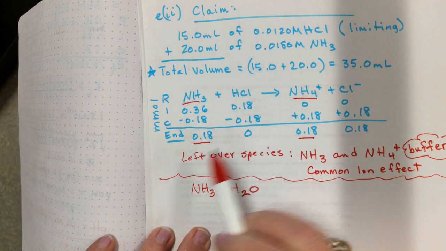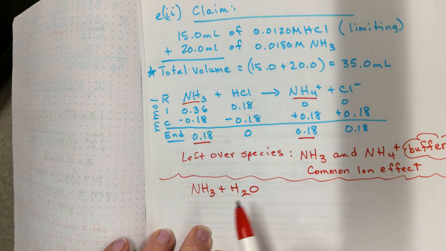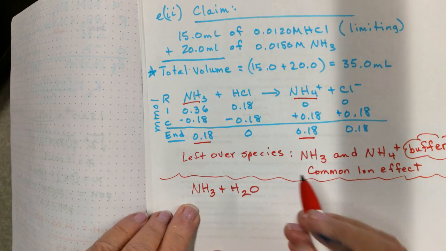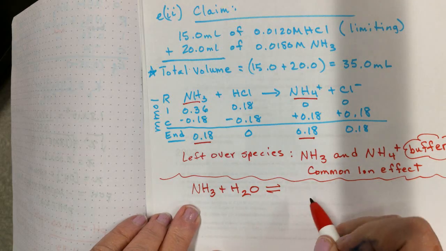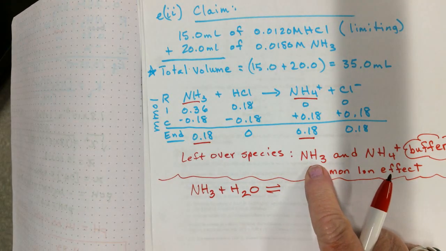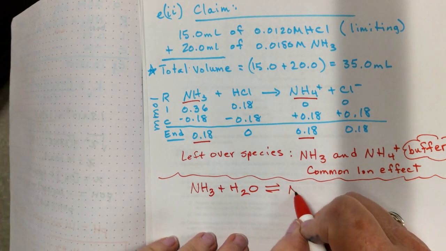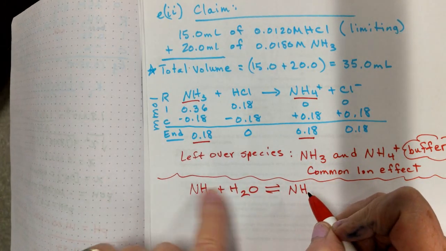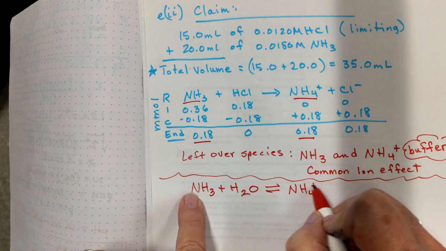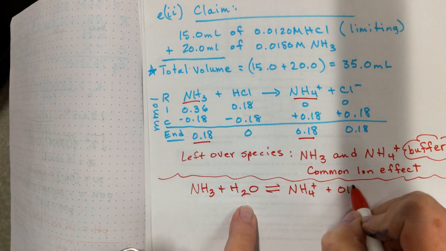We let them react. We had this left over. Classifying my beaker, I'm like, okay, which equilibrium is going to determine the pH? This one. This is just an ion in common with this equilibrium. Because when we write this equilibrium, this is my base. It accepts the proton. I get ammonium ion and hydroxide.